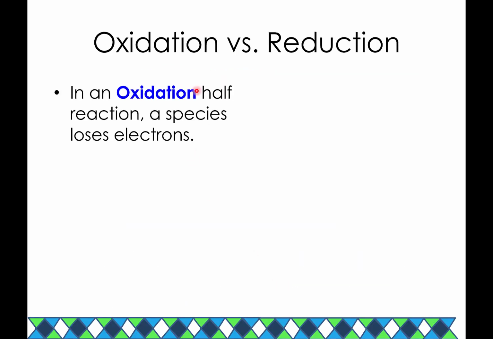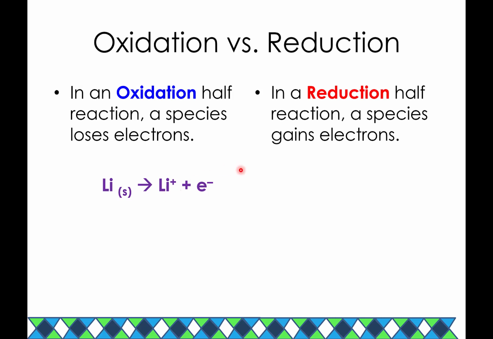In oxidation, a species loses electrons. So for example, lithium is a group 1 metal. It's energetically favorable for lithium to lose an electron to go to lithium plus, so that lithium is isoelectronic with helium. In reduction, a species gains electrons. So for example, all of the halogens often readily undergo reduction, such as diatomic chlorine picking up 2 electrons to go to 2 chloride anions.